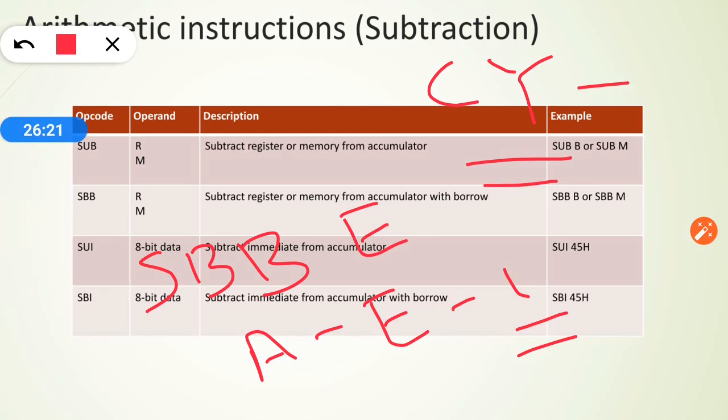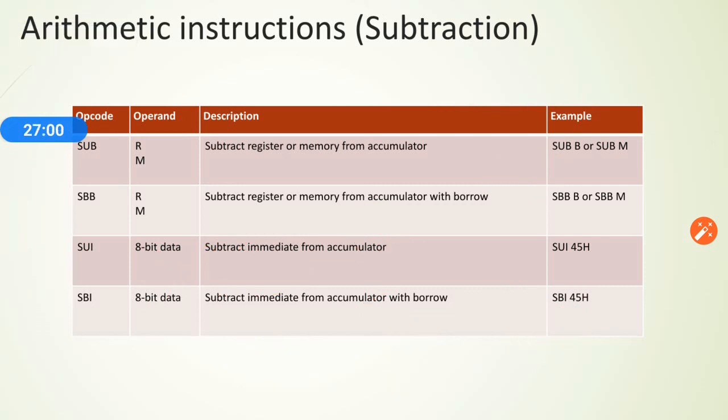This CY bit, whenever we are performing addition, indicates carry, and in subtraction it indicates borrow, right? So SBB E means the contents of the accumulator minus the contents of the E register minus the borrow if generated. A borrow is normally generated when the upper number is smaller than the lower number. So if the number in A is smaller than the number in E, a borrow is generated.